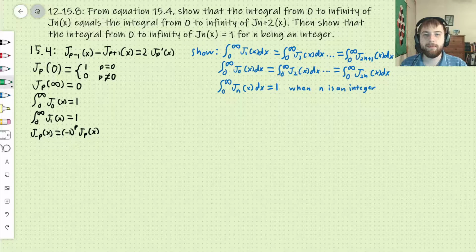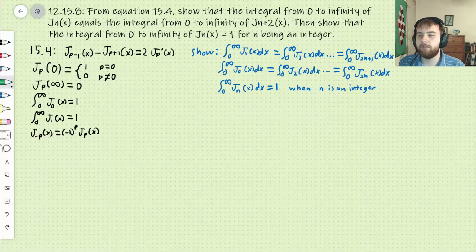Hello everybody, welcome back. Today we're going to be looking at a problem that has to do with Bessel functions. So let's read the problem. From equation 15.4, show that the integral from 0 to infinity of the nth Bessel function equals the integral from x to infinity of the nth plus 2 Bessel function.